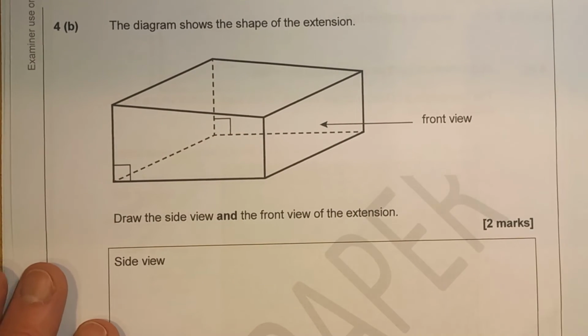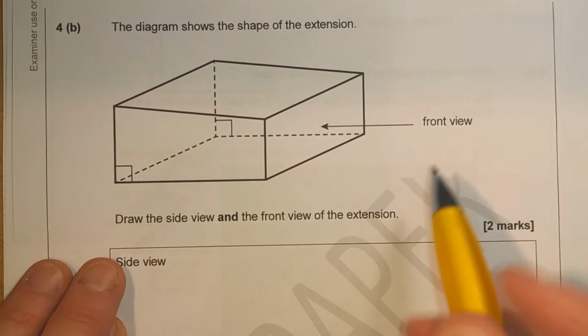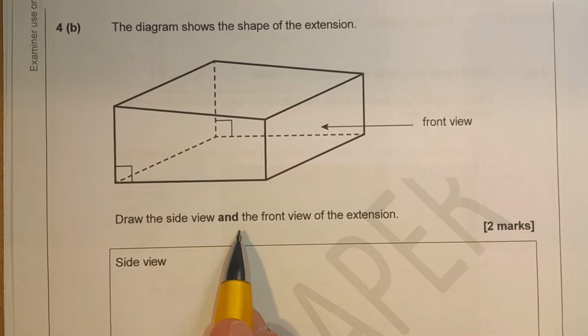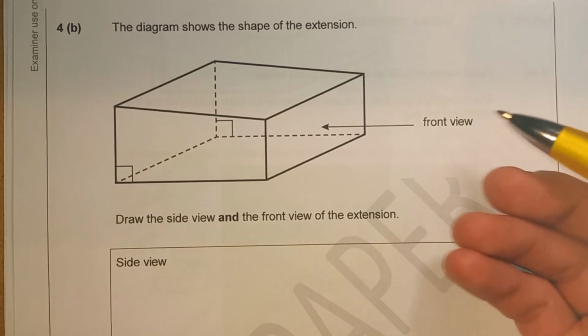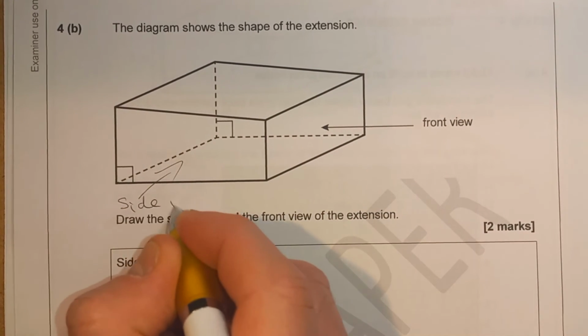(4b). The diagram shows the shape of the extension. This is the front view, so we're looking at it from there. Draw the side view and the front view of the extension. Well, if that's the front view, the side view is going to be there.